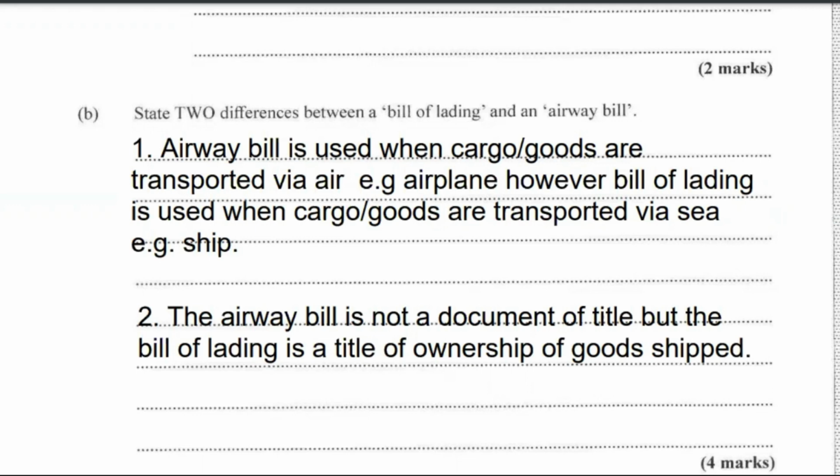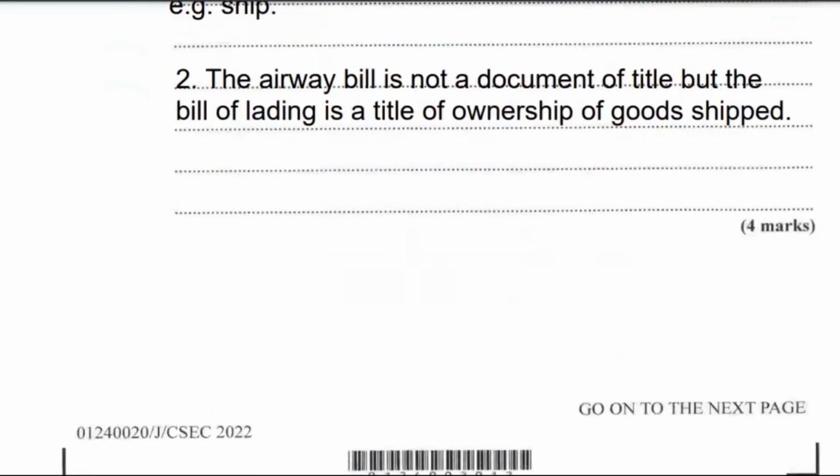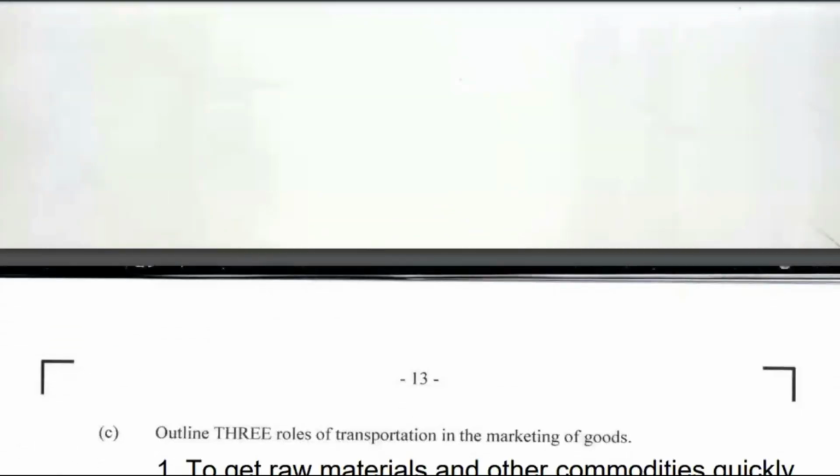Another difference that we could look at is that the airway bill is not a document of title, but the bill of lading is a title of ownership of the goods shipped, right? And there are others that you could come up with. All right, so let's look at the next question. C. Outline 3 roles of transportation in the marketing of goods.